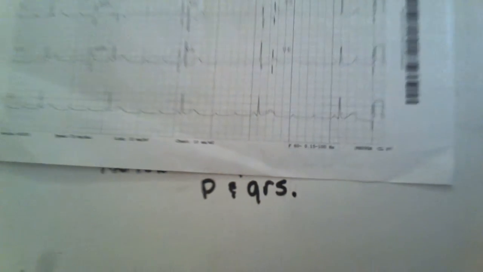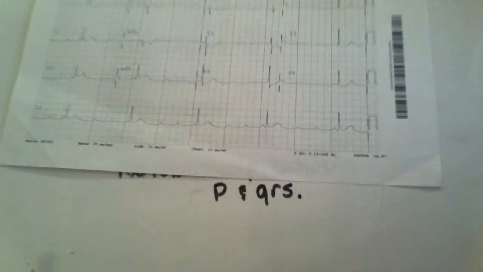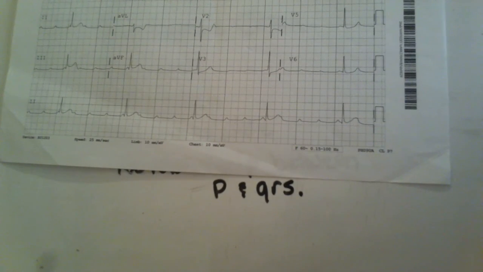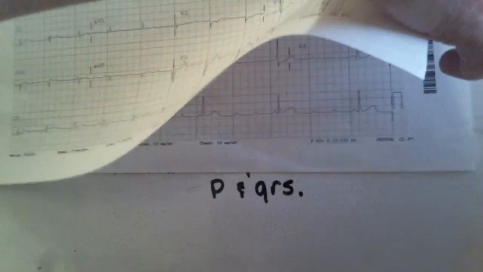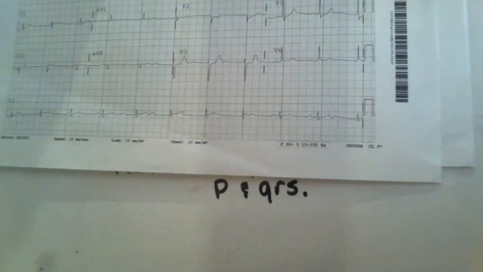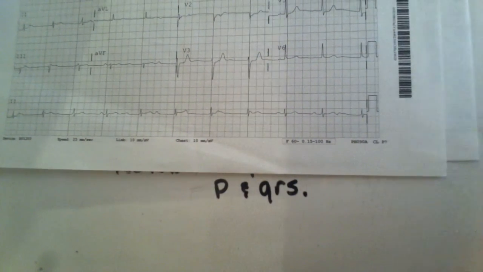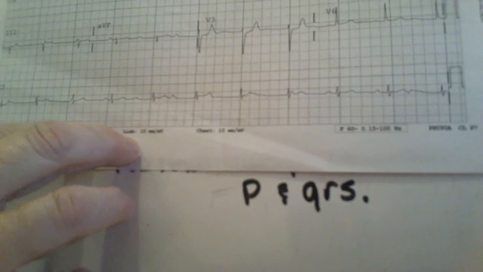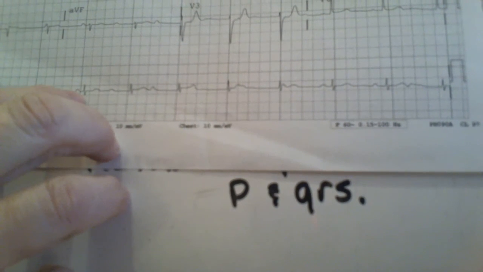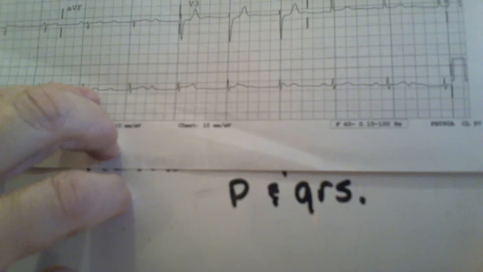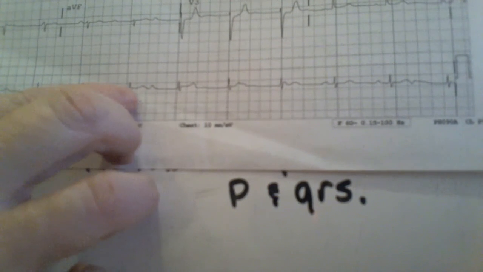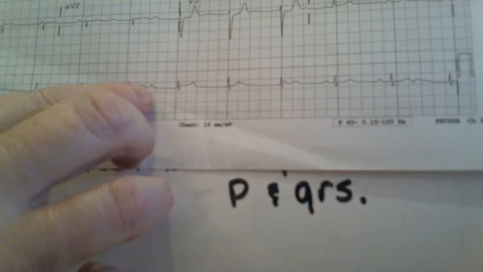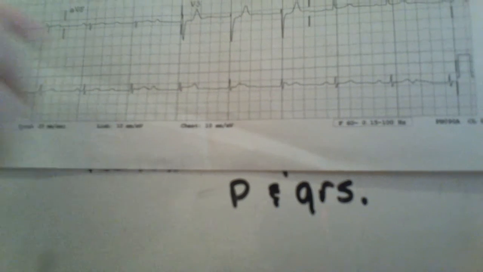Now, a third degree block is also called a complete heart block or complete AV block. They have several names for it. It all depends where you work, who you talk to. So this one's a little bit harder to see, but if you look, there's a P, there's a P, there's a P, and they're just kind of hidden in there.